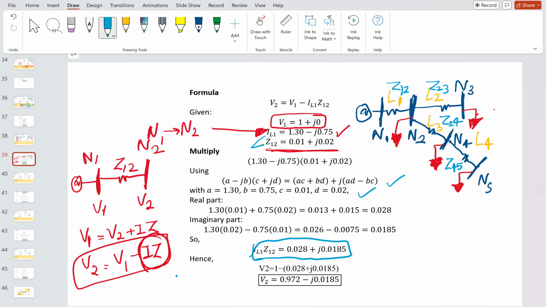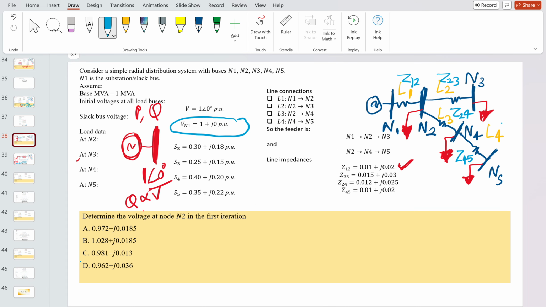Just multiply the equations I have given. When you multiply both using a calculator, it will come out to 0.028 plus j 0.0185. We already know this is 1 angle 0 degree, and IZ we have found it out, 0.028 plus j 0.0185. Subtract it and you will get 0.972 minus j 0.0185. So it will come out to be the first option.